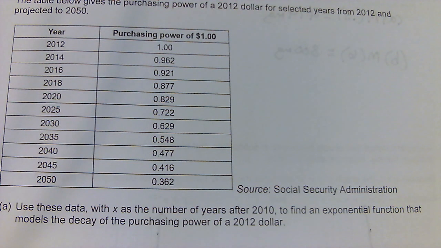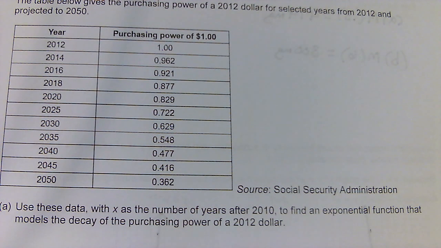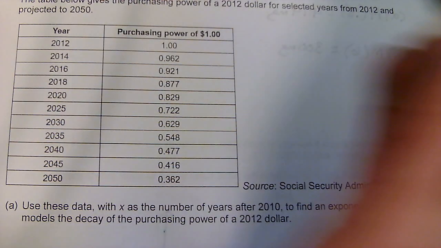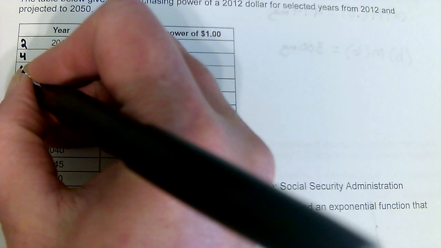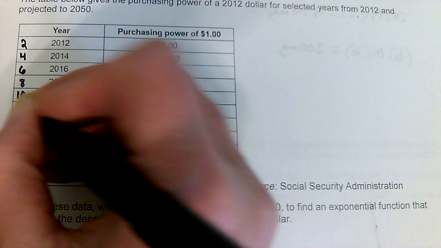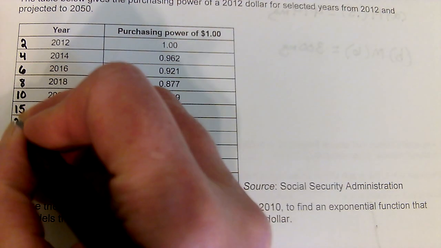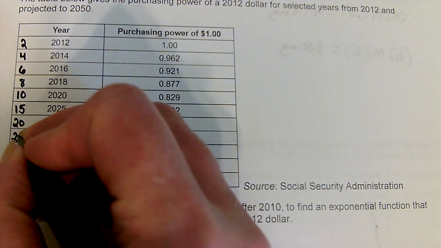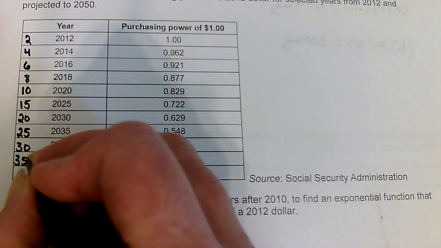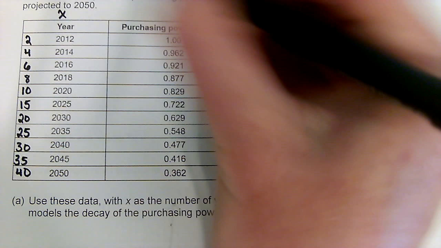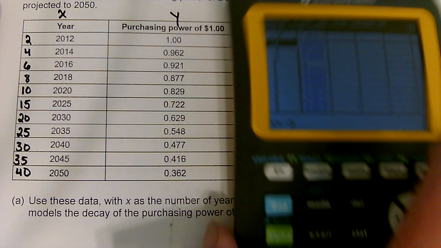The first thing we're going to do is use this data with X as the number of years after 2010 to find an exponential function that models the decay of the purchasing power. So if we're going after 2010, this would be a 2, 4, 6, 8, 10, 15, 20, 25, 30, 35, and 40. So we'll be putting these in as our X and these in as our Y.